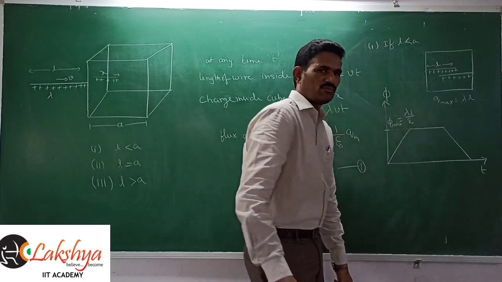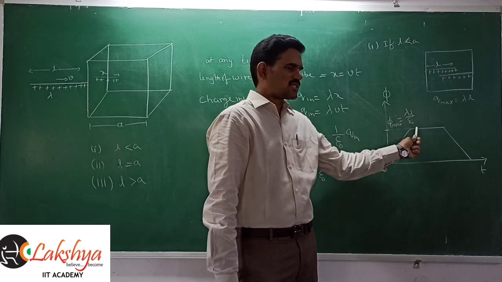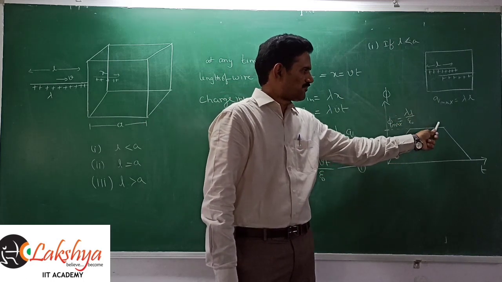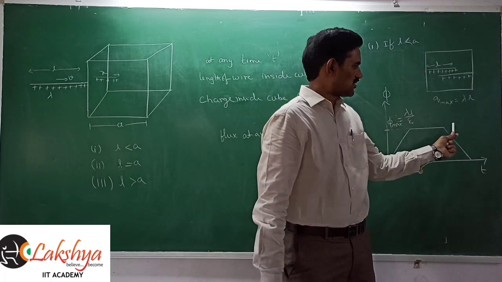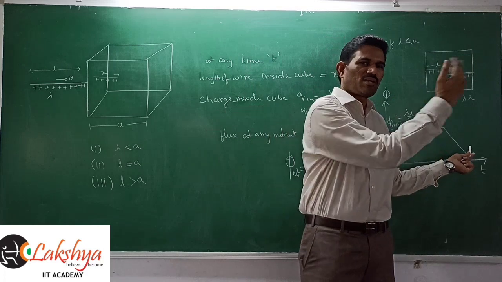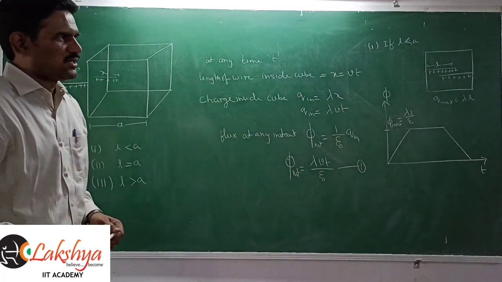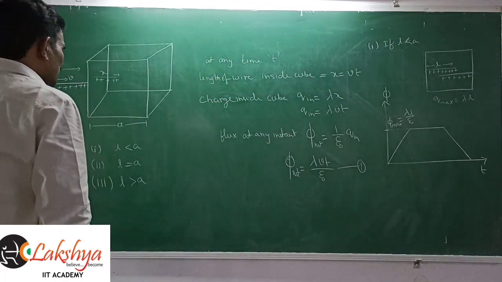Got it? So that means it is initially increasing, it will remain constant for a certain time interval, which is lambda L by epsilon naught. When it starts coming out here, then automatically flux goes on decreasing, and when it completely comes out of this cube, then flux becomes 0. So that is the first case here. And now similarly you can write the remaining two cases.